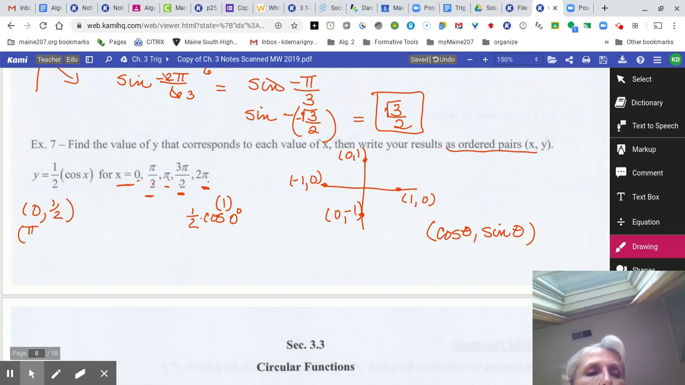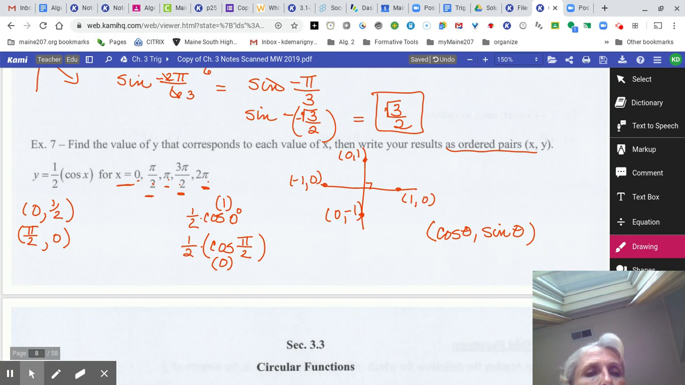If I put pi halves in, so now I have a half times the cosine of pi halves. So the cosine of pi halves, I'm now here at 90 degrees. That's what my half of a pi is. Remember that the cosine, sine, so the cosine of pi halves is 0. So 1/2 times 0 would be 0. So at pi halves, you would be at 0.